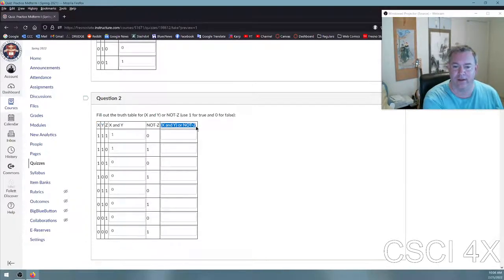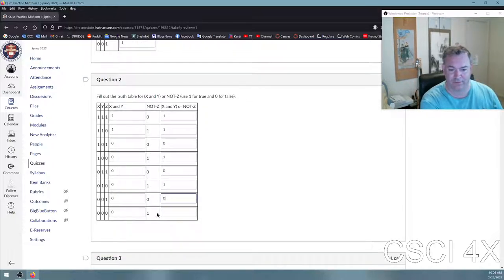Now for this one, it's going to be using the X and Y column, this one, and it's going to OR it with this one. So true ORed with false is true, true ORed with true is true, false ORed with false is false, false ORed with true is true, false ORed with false is false, false ORed with true is true, false ORed with false is false, false ORed with true is true. Okay, so there's the answer.